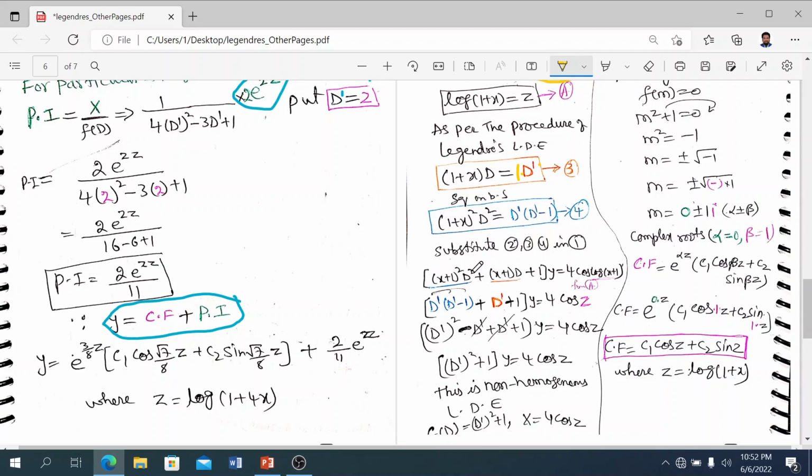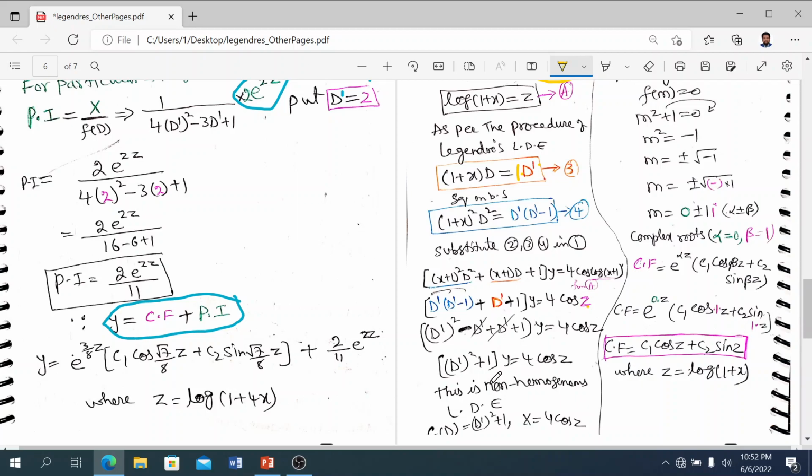(1 plus x) whole square D square means D prime into (D prime minus 1), plus 1 into (x plus 1) D means D prime here, plus 1 into y is equal to 4 cos log(x plus 1). See here, log(x plus 1) value is z. Now simplify: D prime into (D prime minus 1) minus D prime plus D prime plus 1 of y equal to 4 cos z. This plus and this minus cancel: (D prime whole square plus 1) y equal to 4 cos z.